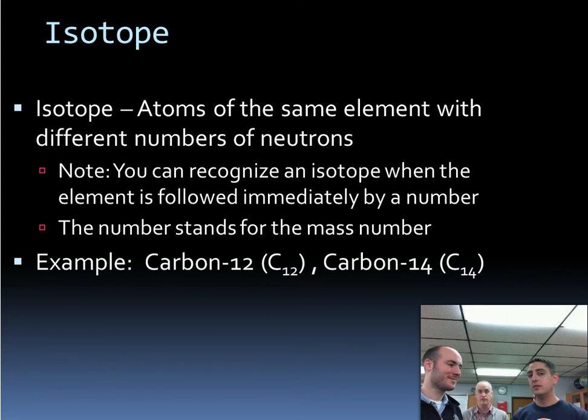Nitrogen, yeah, which has 7 protons. Exactly. But I can add and take away neutrons as much as I want to, as long as the atom's still stable, and it'll still be carbon.